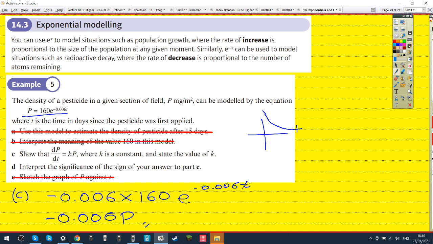Interpret the significance of the sign of your answer to part C. Any idea what the sign of this answer tells us? It is exponential decrease, exponential decay. Okay. So for C, K is what number then? K is minus 0.006. Yeah. K equals minus 0.006.